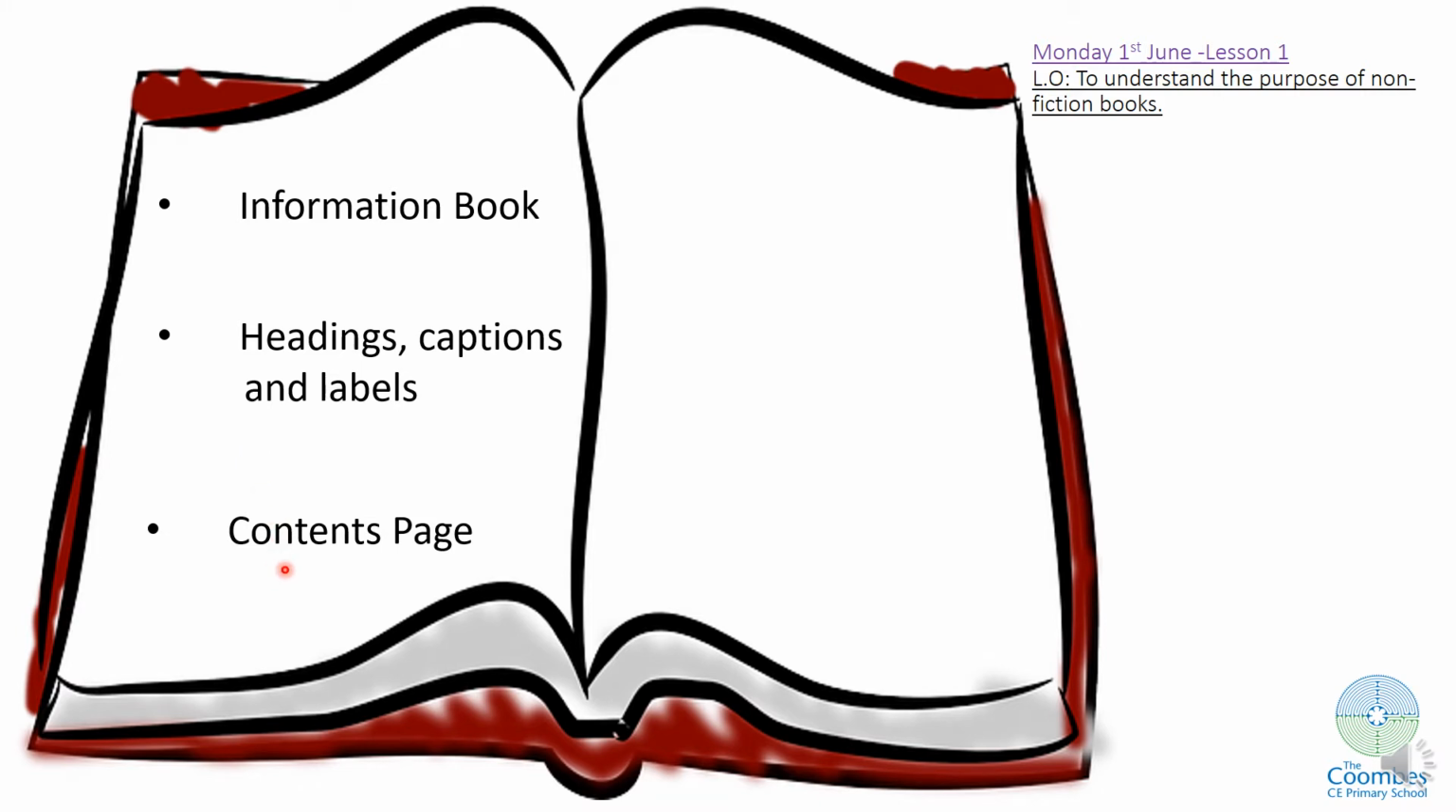Non-fiction books normally have a contents page, so we may not want to read the whole book, we might just want to find out about one specific thing inside the book. We can use the contents page to help us get to that piece of information. Non-fiction books normally have photographs in them. Most of the time there's just photographs, but sometimes you will see some drawings. Remember, photographs are things that we will take on our cameras, on our phones or in an actual camera, and they are real life things.